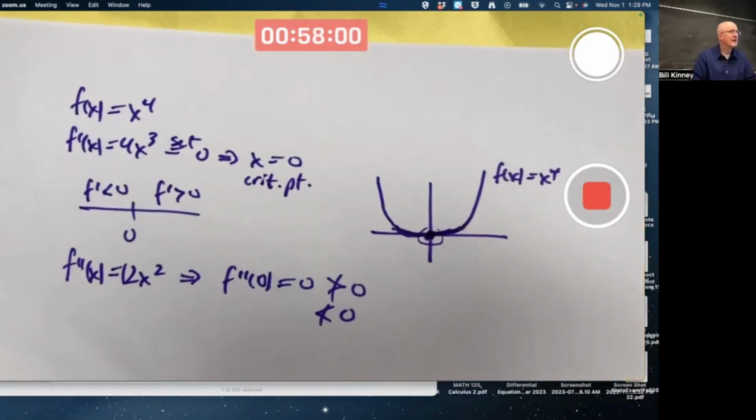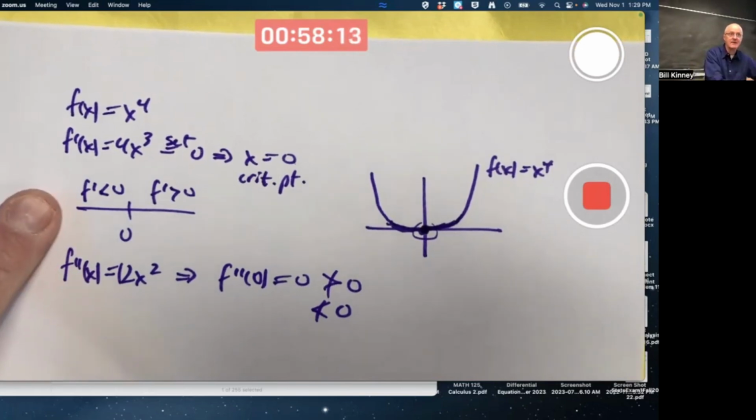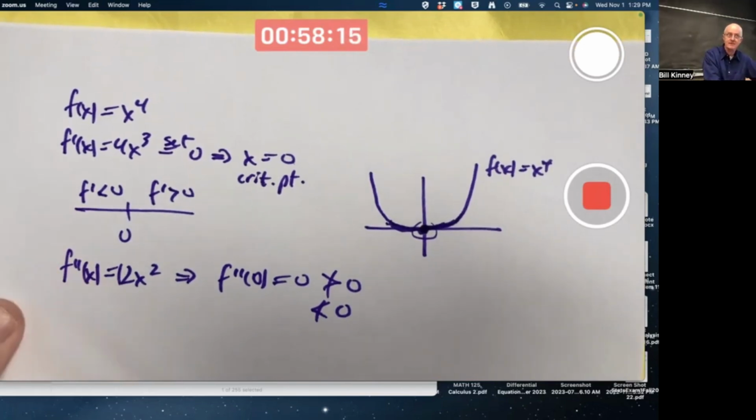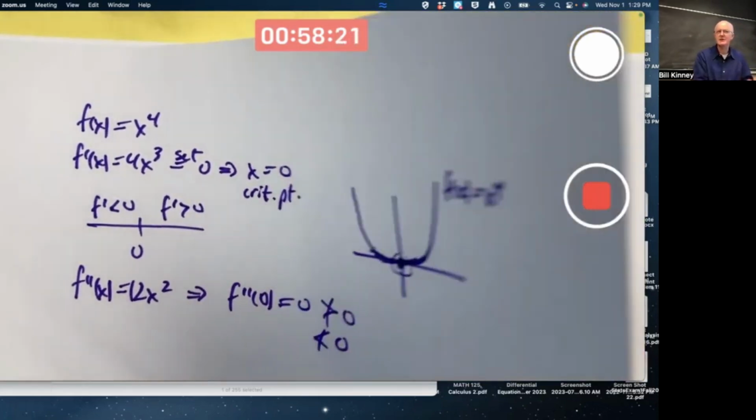That's an example that you should know about for the next exam. It might show up on a true-false or multiple choice question. I have put it on old exams. So the first derivative test confirms it's a min, but the second derivative test tells us nothing in this example. But mostly you can use either one.